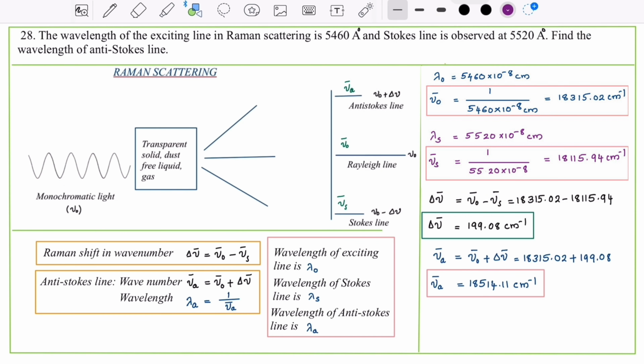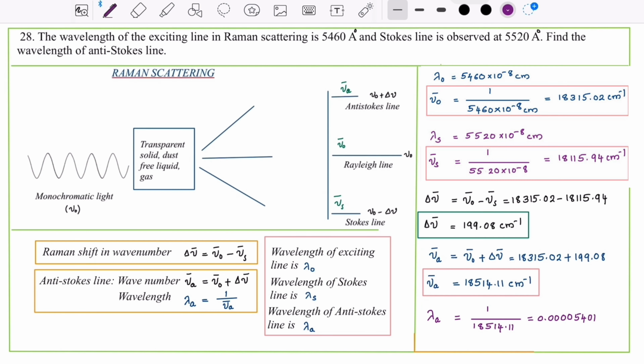We have to find out the wavelength of anti-Stokes line. So take the reciprocal of nu a bar, that is lambda a. The wavelength of anti-Stokes line is 1 by 18514.11, that is equal to 0.0000540129 centimeter. Therefore, we can say that the wavelength of anti-Stokes line is 5401.29 angstrom.